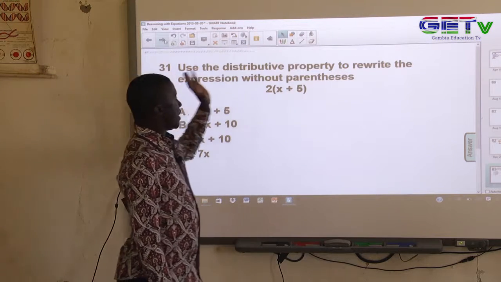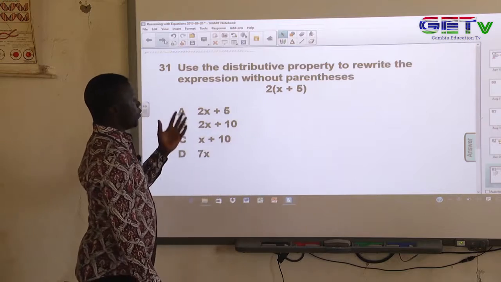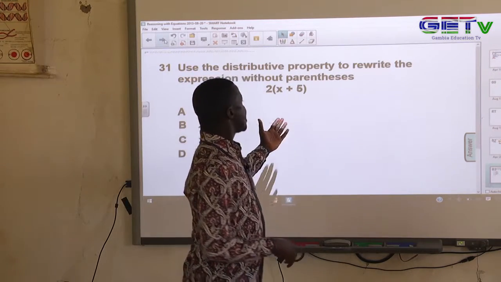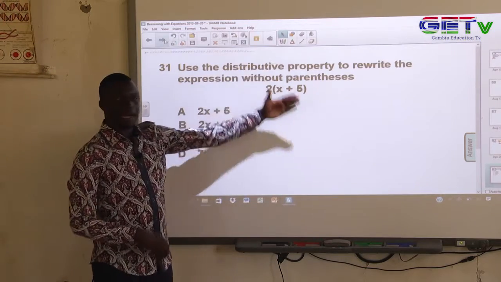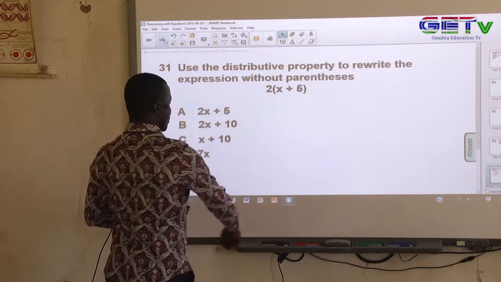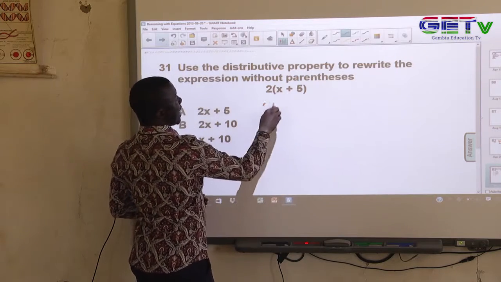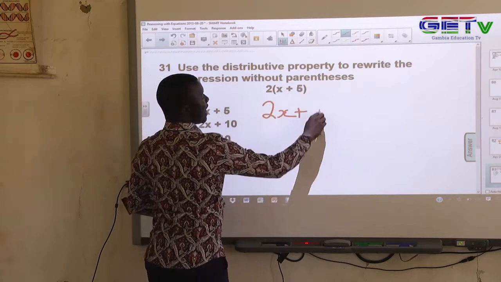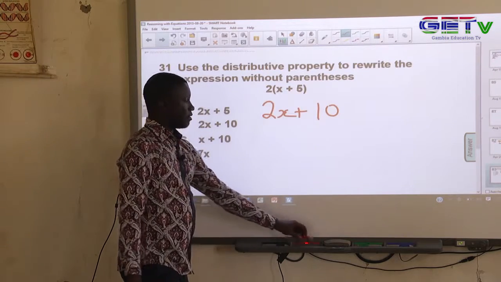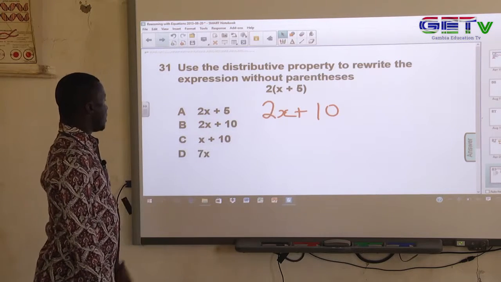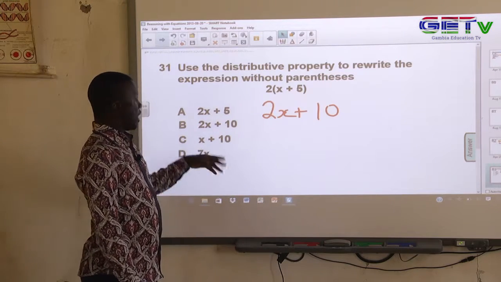Use the distributive property to rewrite the expression without parentheses, without using the bracket. It simply means that work this out by clearing the bracket, by expansion. We can do this, say 2 times x is 2x, plus 2 times 5 is 10. So which of the options qualify the answer here? Obviously it's B, 2x plus 10.